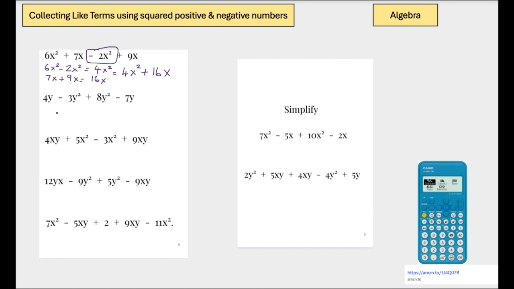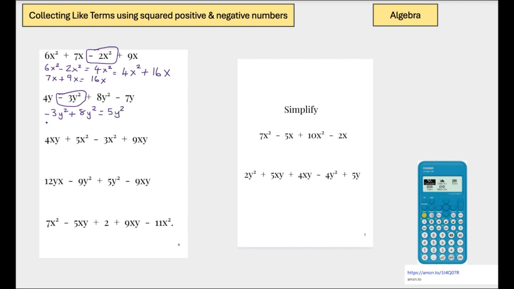So we'll do this again. What have we got? We've got a negative 3y squared, and we have a plus 8y squared. So we're going to have minus 3y squared plus, because it's attached, plus 8y squared, which gives us 5y squared.